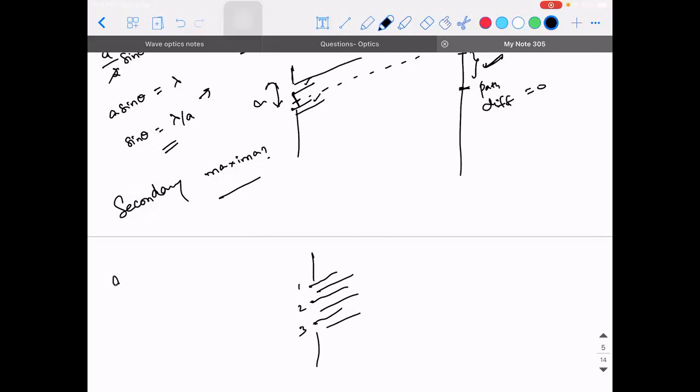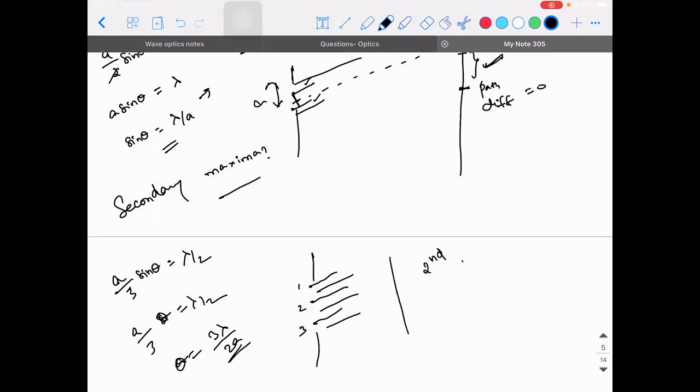So if that is the case, then what is the condition? a by 3 times sin theta will be equal to how much? Lambda divided by 2. So a by 3 times sin theta is equal to lambda by 2. So sin theta will be equal to 3 lambda divided by 2a. This is the condition for first secondary maximum. Similarly, you tell me, what will be the condition for second minimum?